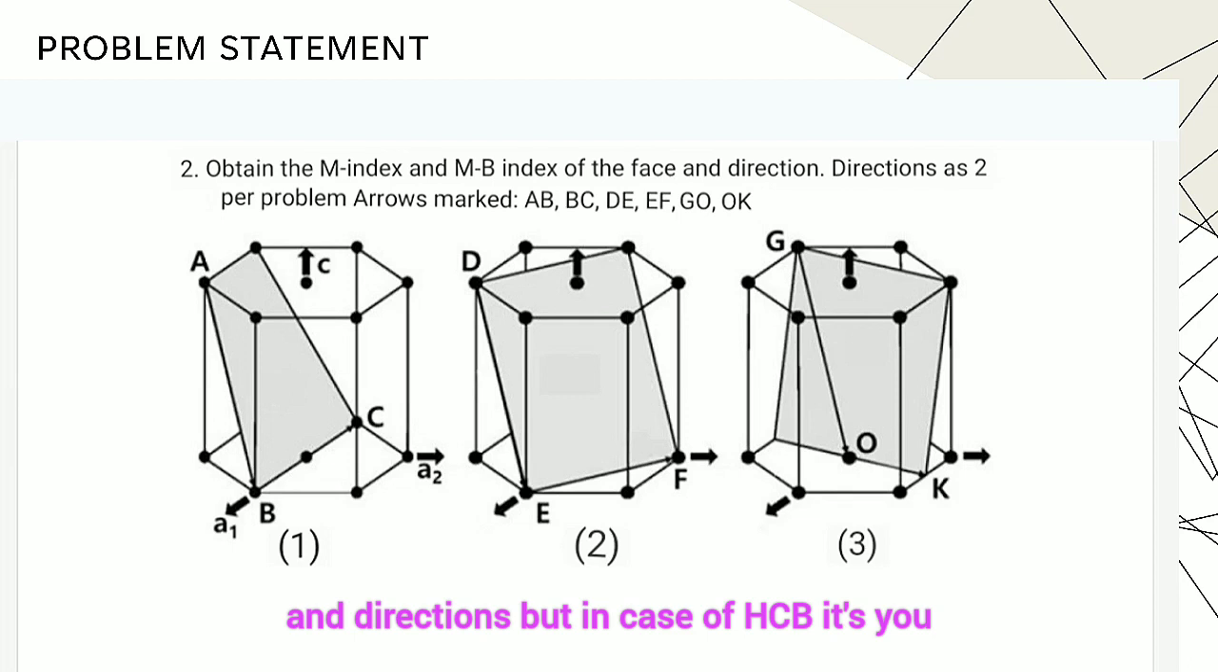But in case of HCP, it's something uncomfortable for students, and one way to get rid of it is to practice as much as possible, with problems of higher difficulty as well as easier problems, so that you may get comfortable with it and solve any problem that comes to you, and score well in the exam that way. Okay, so let's see the problem statement and then we'll solve it step by step.